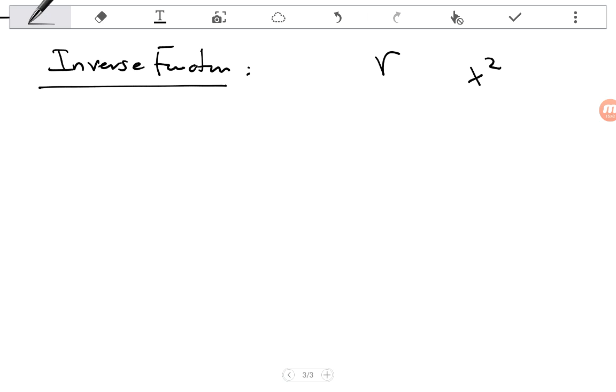Two operations that cancel each other. For example, root squared is nothing. Ln e power something is something. So as if there is no operation on that thing. Okay, so that is an inverse operation.